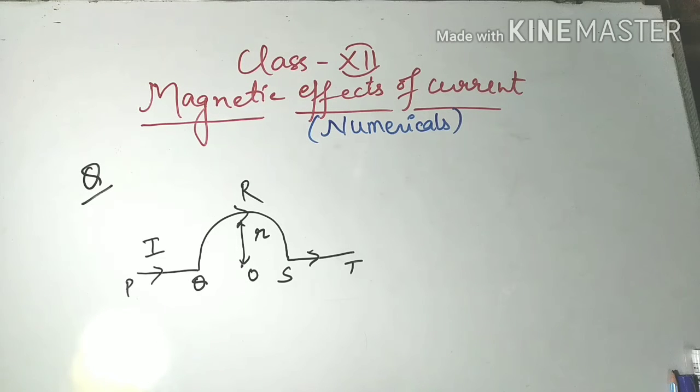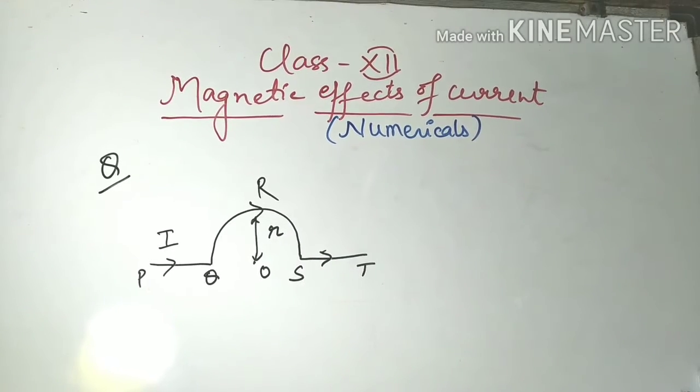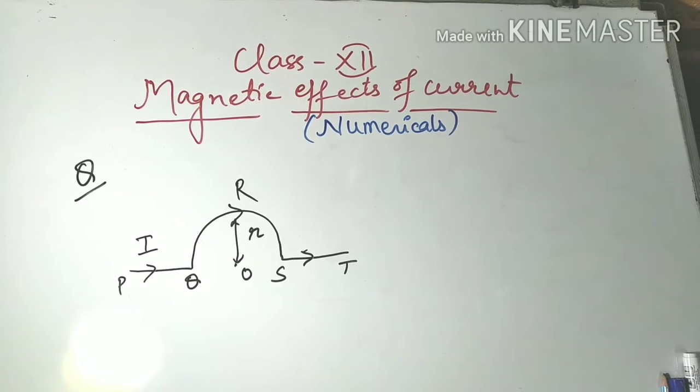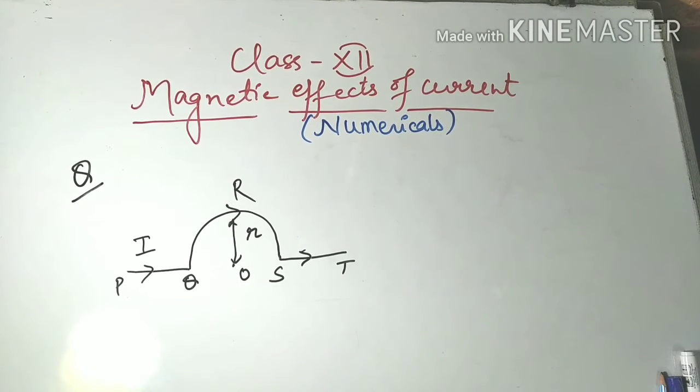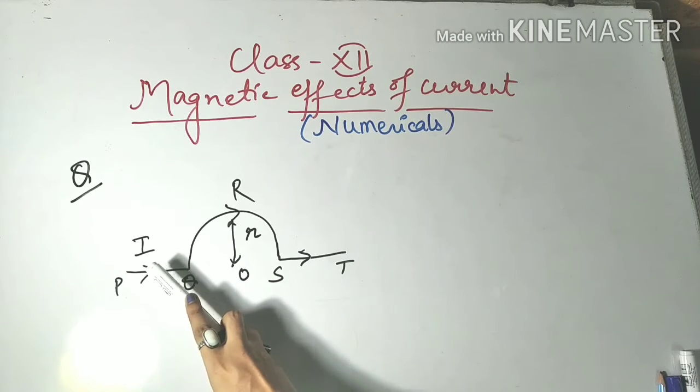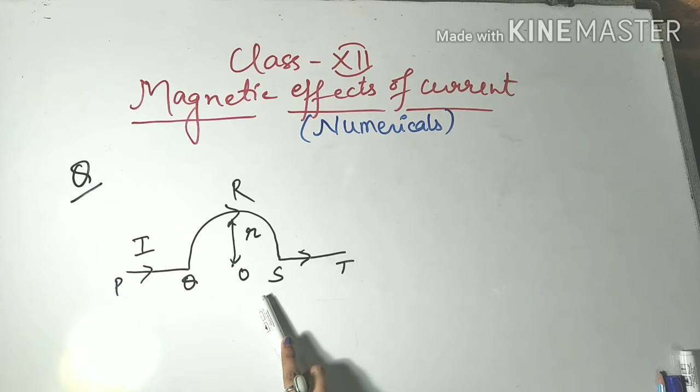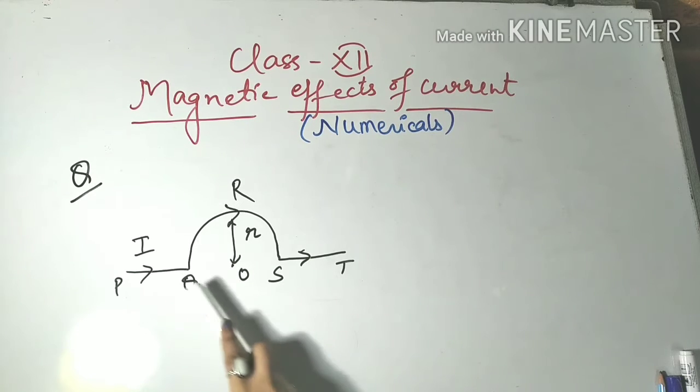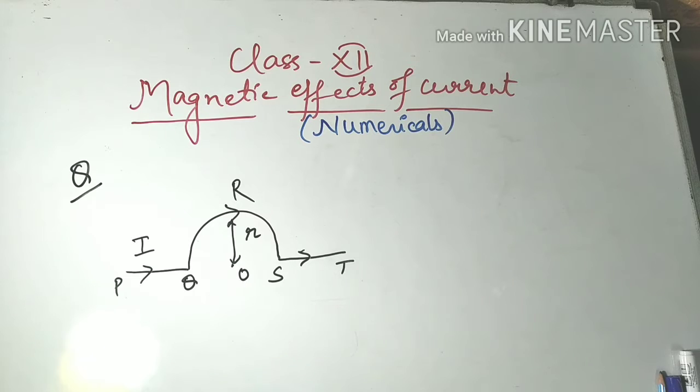So today we are going to do the numericals of magnetic effects of current. The first question is this. We have a long wire in a semicircular loop of radius r which carries a current I, as shown in this figure. Find the magnetic field due to the entire wire at the point O.